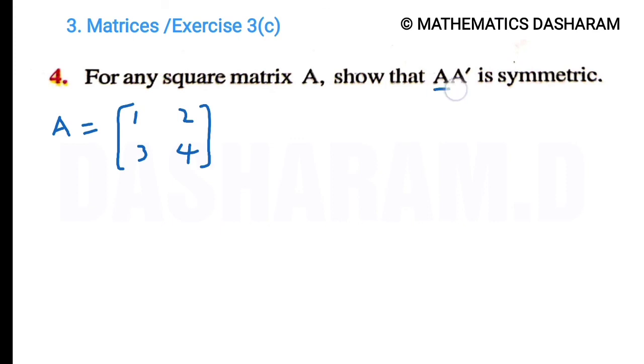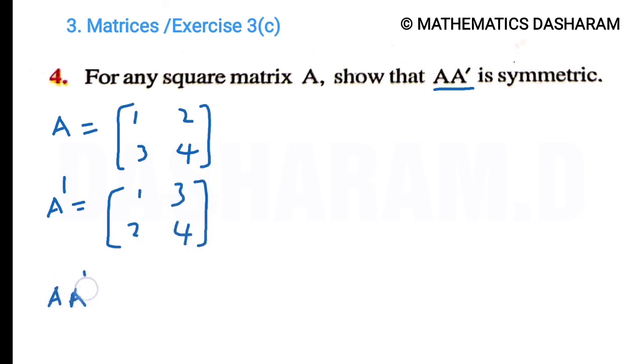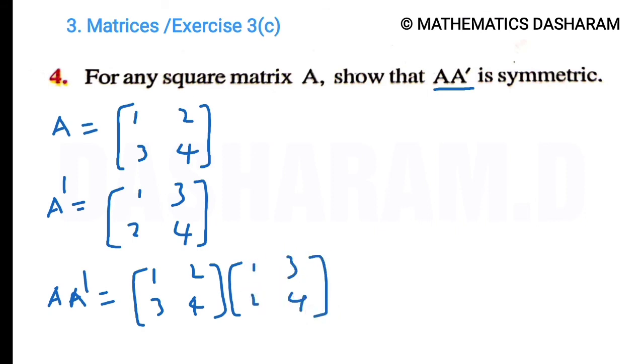Show that A into A dash is symmetric. So first of all we need to find out the A dash value. So here 1, 2, 3, 4. Now let's find out the A into A dash. So the matrix A is 1, 2, 3, 4 and A dash is 1, 3, 2, 4. So let's multiply them. It is equals to first row, first column 1 into 1 plus 2 into 2, 5.